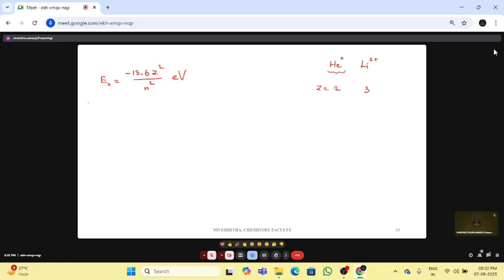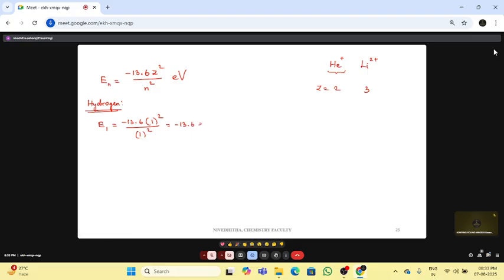Now we'll talk about hydrogen. For example, the only electron in hydrogen is present in the first shell. Now we'll calculate the energy of the electron present in the first shell. So E1 is equal to minus 13.6. Since the atomic number of hydrogen is 1, it is 1 square. The electron is in the first shell, so n is also 1 square. So the value is minus 13.6 electron volt. Right.